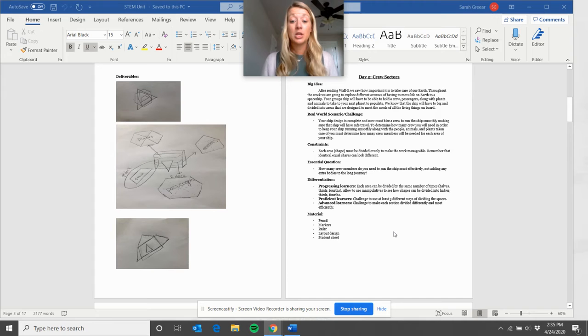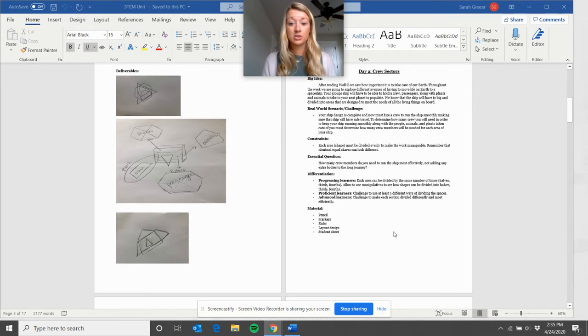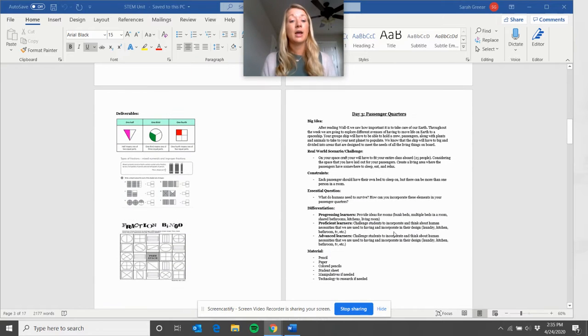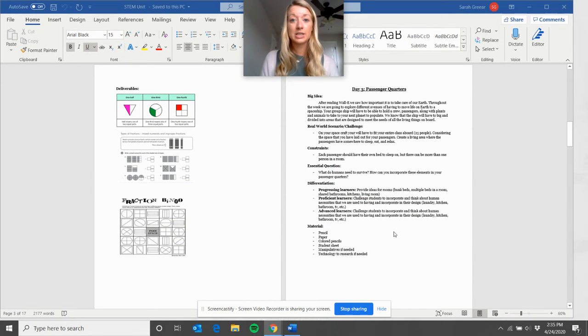For day 2, you will need a pencil, marker, ruler, and the layout design the student has created, and I have provided a few ways that you can show students how they can divide or section out their shapes into equal, identical parts.